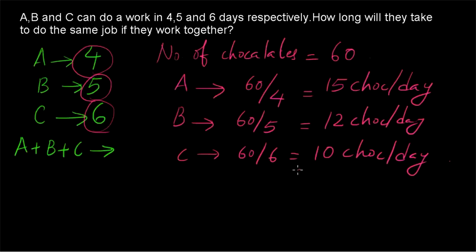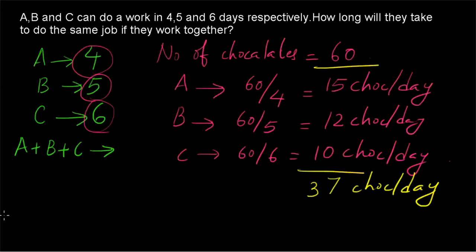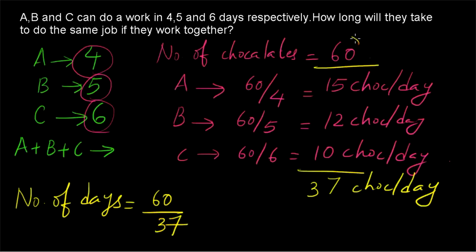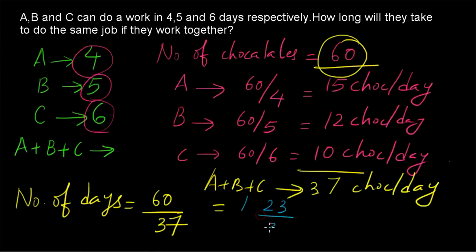So when we are taking together, A plus B plus C will be having 37 chocolates per day. When A, B and C are working together, the three will be consuming together 37 chocolates per day. The total number of chocolates is 60. So the number of days taken when A, B and C are working together will be 60 divided by 37. So it will be equal to 1 and 23 by 37 days when represented as a mixed fraction.